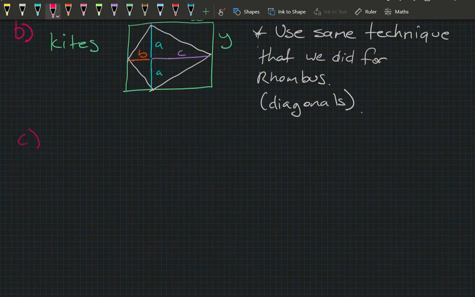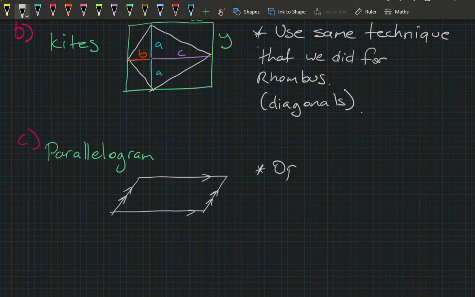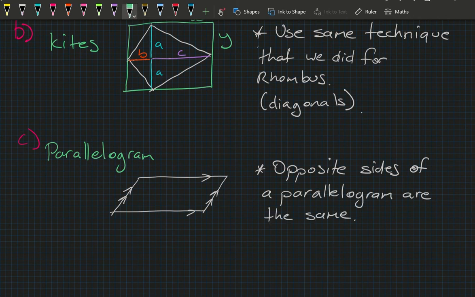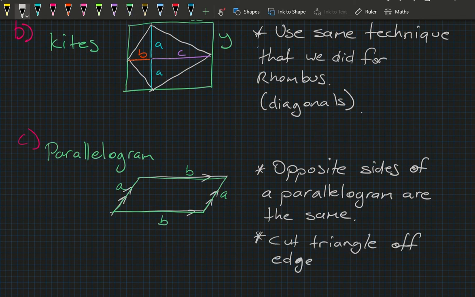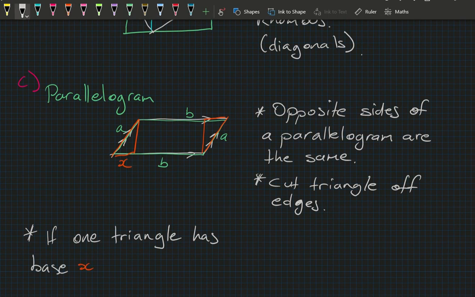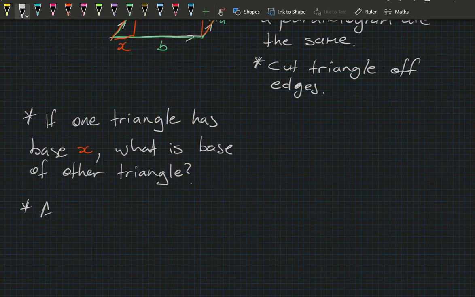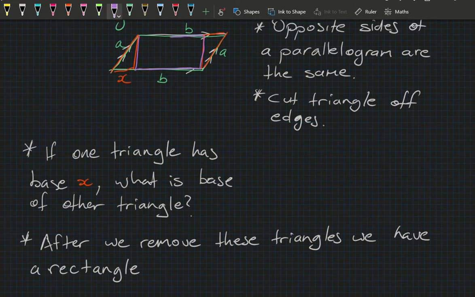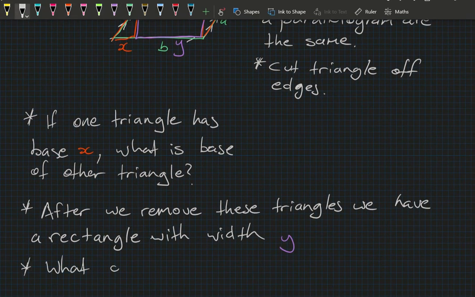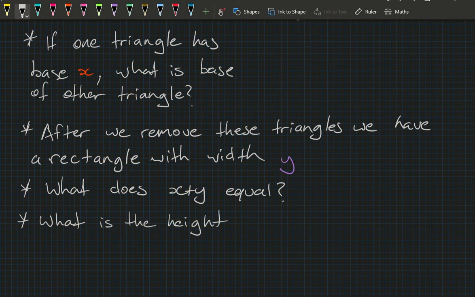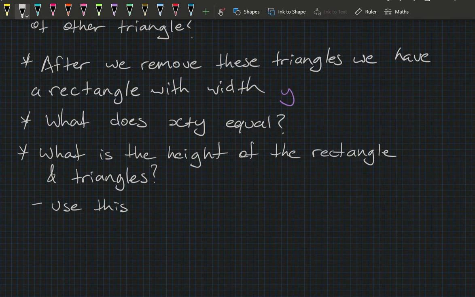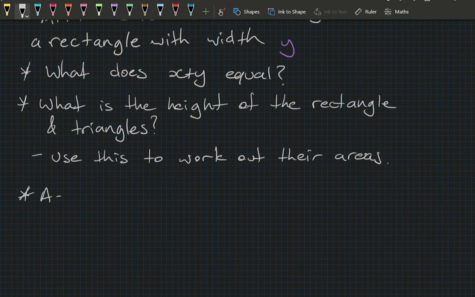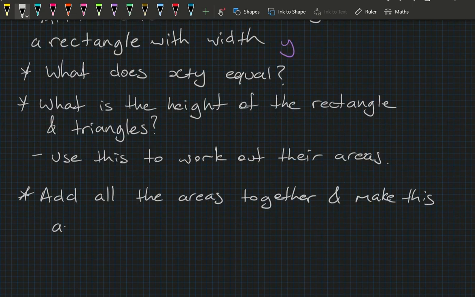Alright, in part C, let's have a look at a parallelogram, which has two sets of parallel lines. And we know from earlier work in this unit that opposite sides of a parallelogram are the same. And we'll name those B and A. To work out the area, we're going to cut triangles off the edges. And if one triangle has a base of X, what is the base of the other triangle? After we've removed those triangles, we have a rectangle with width Y. Now what does X plus Y equal? What is the height of the rectangles and the triangles? And then use this to work out their areas. Then add all the areas together and make this area equal to B times H.